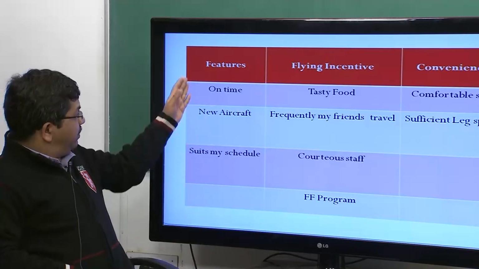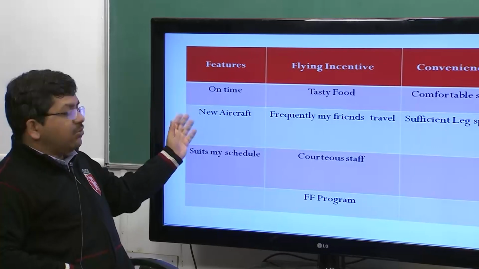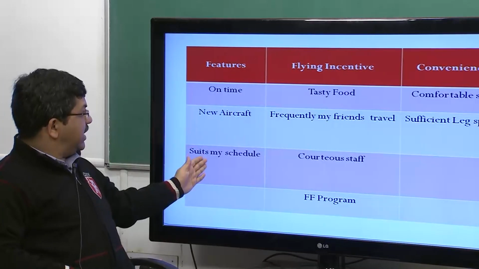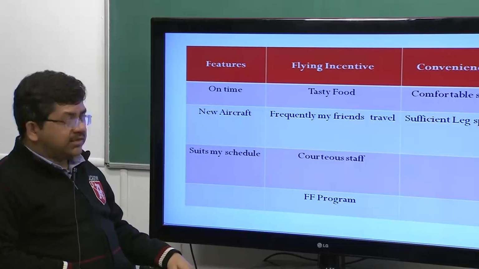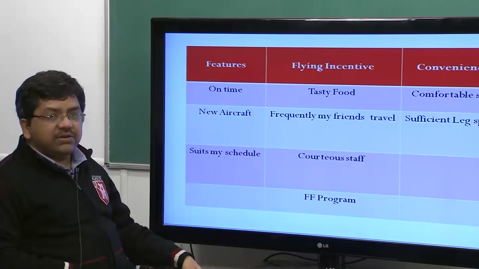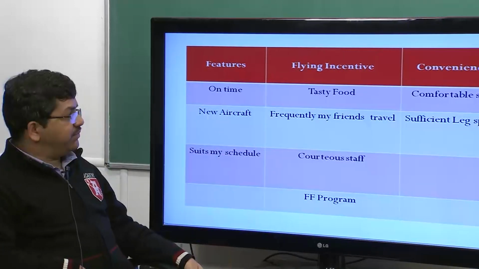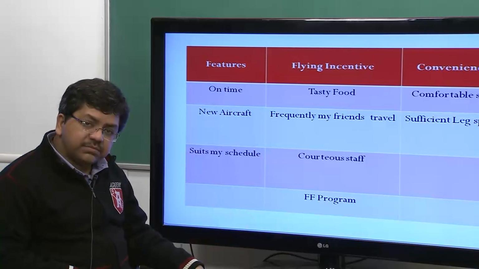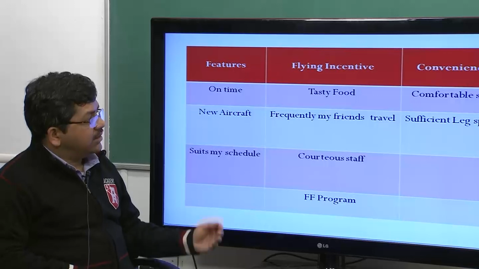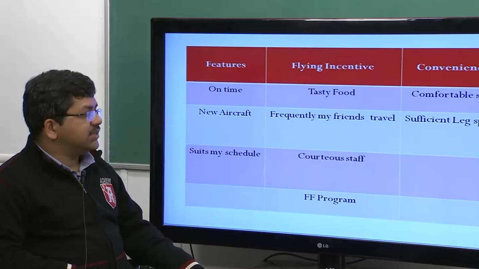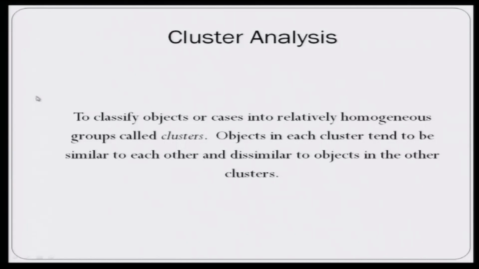Now, if this is one segment that we call the feature seeking segment, then you have to position your airline based on these parameters. If you are targeting a segment which is seeking flying incentive, then you have to focus on these 4 benefits, and when you are targeting a segment which is convenience seeking, then you need to focus on the comfortable seats and the sufficient leg space. So, this was about factor analysis.